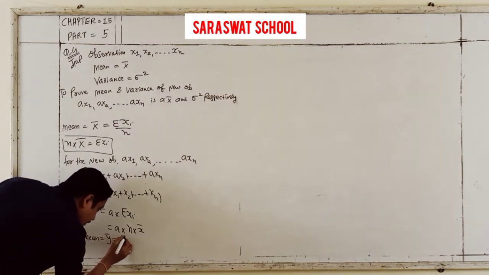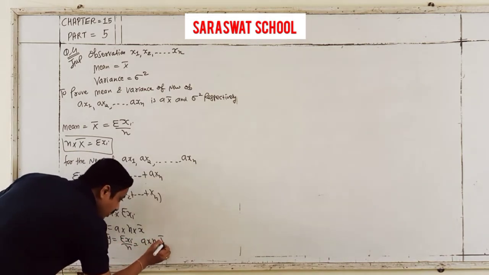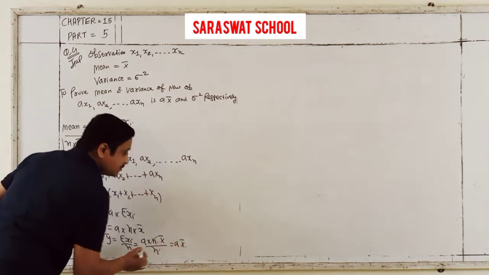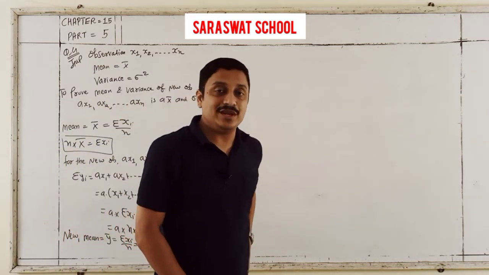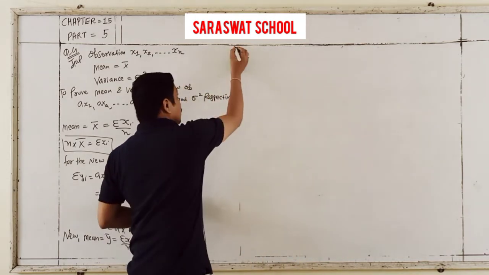New mean y bar equals sigma xi upon n. So it is a into n into x bar upon n, cancel. I get the answer a x bar. And here your new mean is easily done, students.